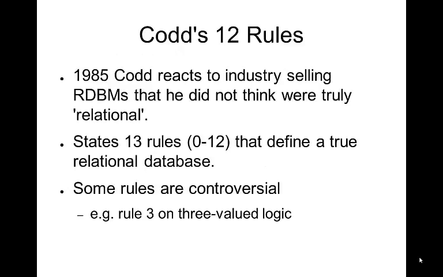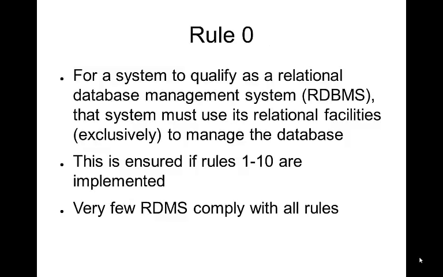Okay, let's finally, quickly. In 1985, 15 years after Codd's original paper, Codd wrote another paper reacting to the industry selling RDBMSs that he did not think were truly relational, whatever that may mean. In this report he stated 13 rules, numbered 0 to 12, that define a true relational database. And some rules, I hasten to add, are controversial. For example, Rule 3 on three-valued logic. Rule 0, I'm not going to go through all of them, I'll show you that.